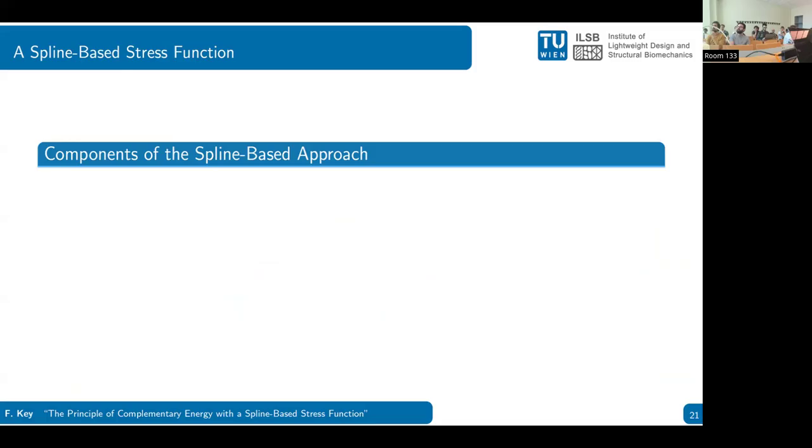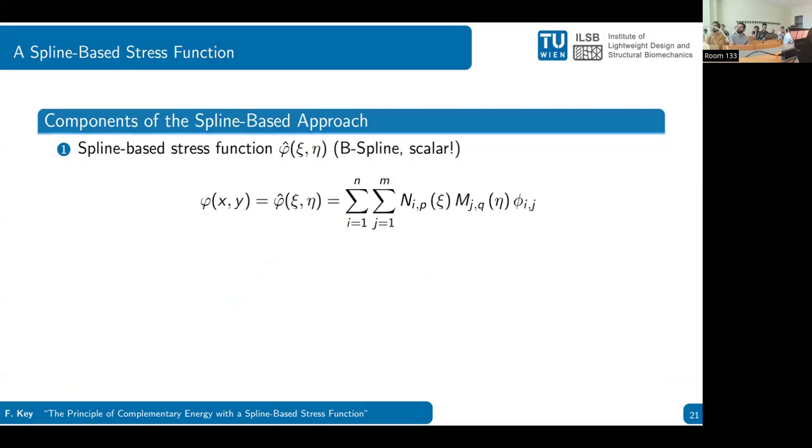So what are the different components? First we have this spline-based stress function, which I call phi hat, which depends on the two parametric coordinates psi and eta, like a B-spline, and this is a scalar function. You can define this in physical coordinates, where you actually have your problem, but you can also define it with the hat in the parametric coordinates. Then I use the same expression as before, with the difference that instead of the control points, I now have scalar-valued control values phi_ij. But they define the stress function in the entire domain.